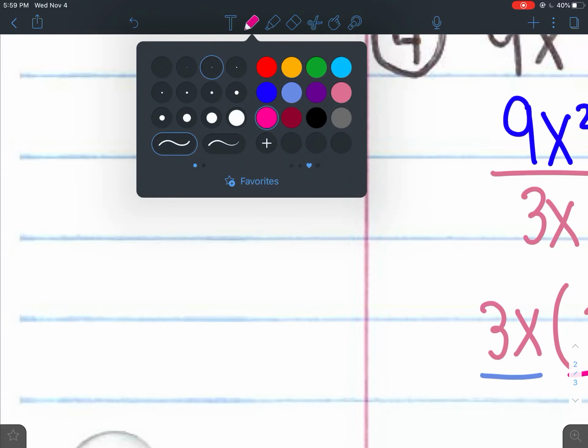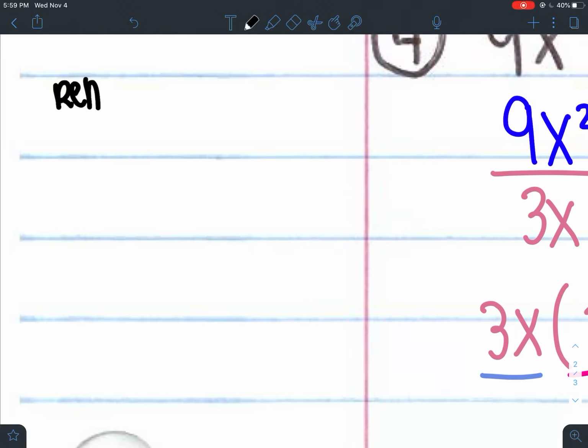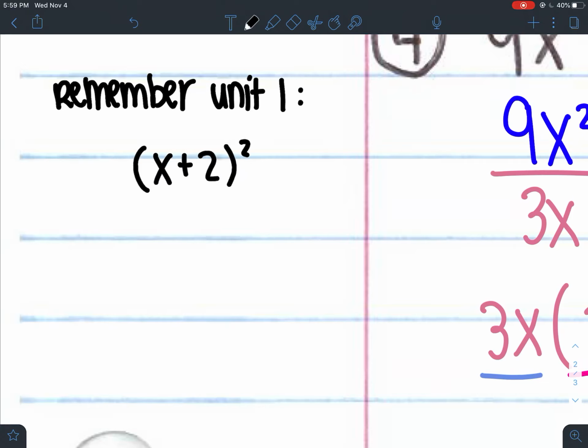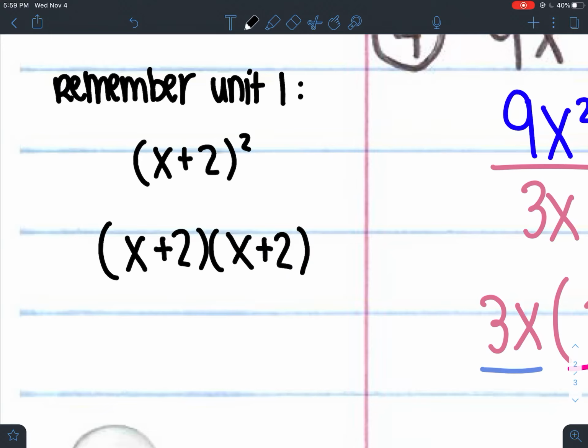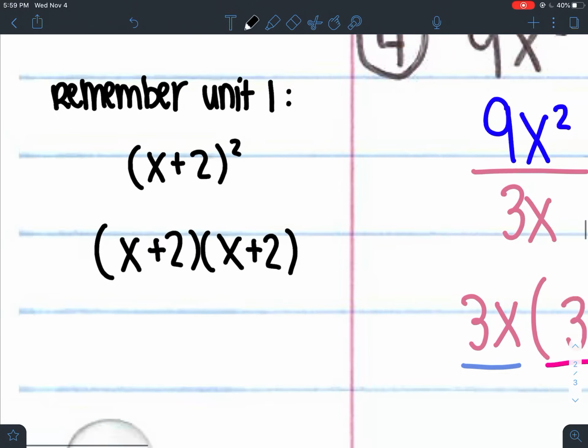So I want you to think about something back in Unit 1. Remember from Unit 1, we had stuff that was like x plus 2 squared. And I told you that anytime you have that, if you have a binomial on the inside, you cannot distribute. What do we have to do? Remember, the 2 means you have to write it out twice, right? It'd be the exact same thing, but we'd have to write it out twice. But then we can double distribute, right? We can't double distribute till we write it out twice.